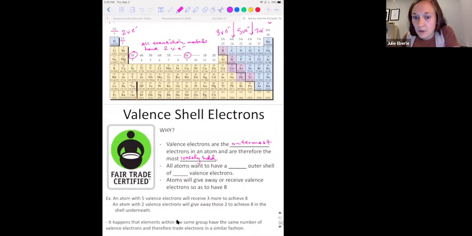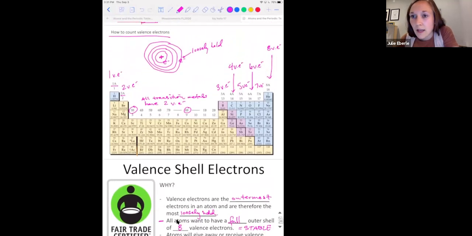Another thing about valence electrons and about atoms in general: all atoms want to have a full outer shell of 8 valence electrons. There's something special about the number 8: when you have a full outer shell, this equals stable. We talked about the noble gases earlier and how they're stable. Why? Well, they have a full outer shell of 8 valence electrons.